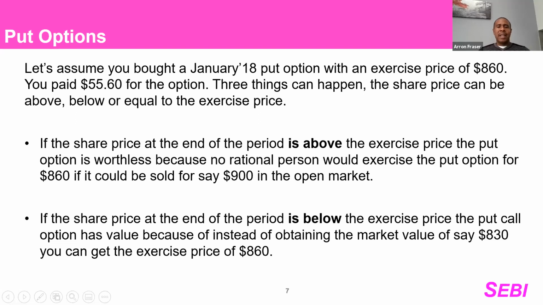On the other hand, if the share price at the end of the period is below the exercise price, the put option has value because instead of obtaining the market value of say $930, you can exercise at the price of $860, right? So in the second scenario, the market value of the share is now $830, but you've bought the right to sell the share at $860, so you'll go ahead and sell at $860 instead of going to the market and selling at $830. Because if you sell at $830, then you'll be losing $30 on each share.